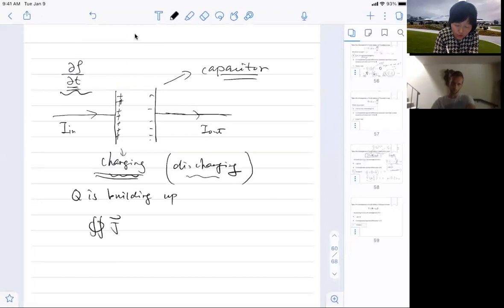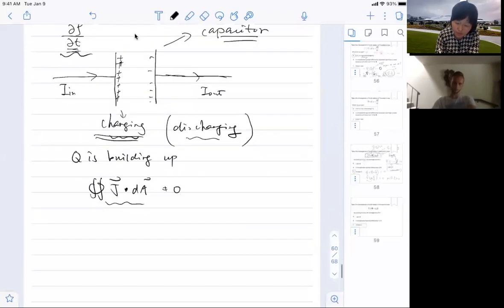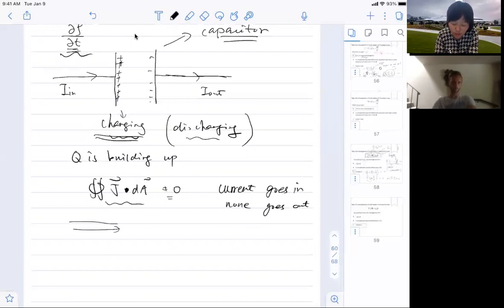And you can see that J dot dA is not zero. This is the current running through. You can see the charging plate. Current goes in and none comes out. The flux of J is not zero. So when you have a zero flux is when an equal number going in goes out, right? Whatever goes in also comes out, gives you zero flux. But in this case, current is going in, but none comes out.